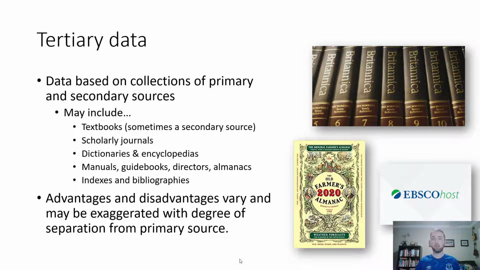You may save a lot of time because you dig into a scholarly journal and you find a bunch of relevant articles. Great. But by the same token, you are also assuming the risk if there are any errors, or if the original studies were less and less relevant to your stated goals. So that's tertiary data.